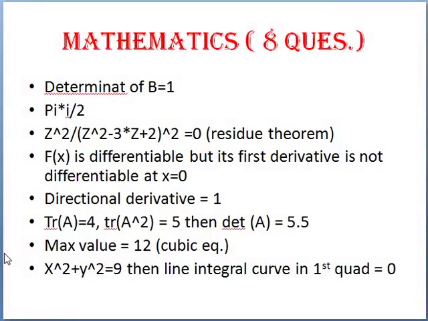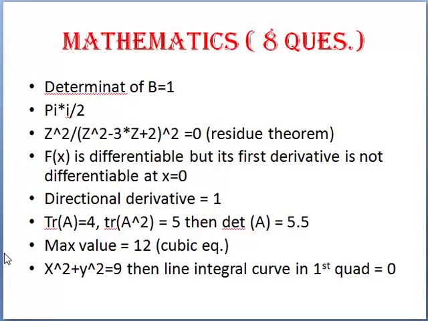And there was one more question from the directional derivative. They gave a particular function and a particular vector, and a point also is given, and they asked the value of the directional derivative in that direction. The answer of that question is 1. There was one question from linear algebra in which they gave the trace of A is equal to 4 and trace of A square is equal to 5. Then they asked about the determinant of A. The answer is 5.5.